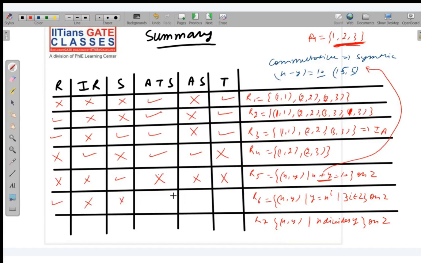Okay, I think I have given you the idea. I should not repeat here. It is just a summary. So after that, antisymmetric: yes, it was antisymmetric, it was not asymmetric, and it was transitive.